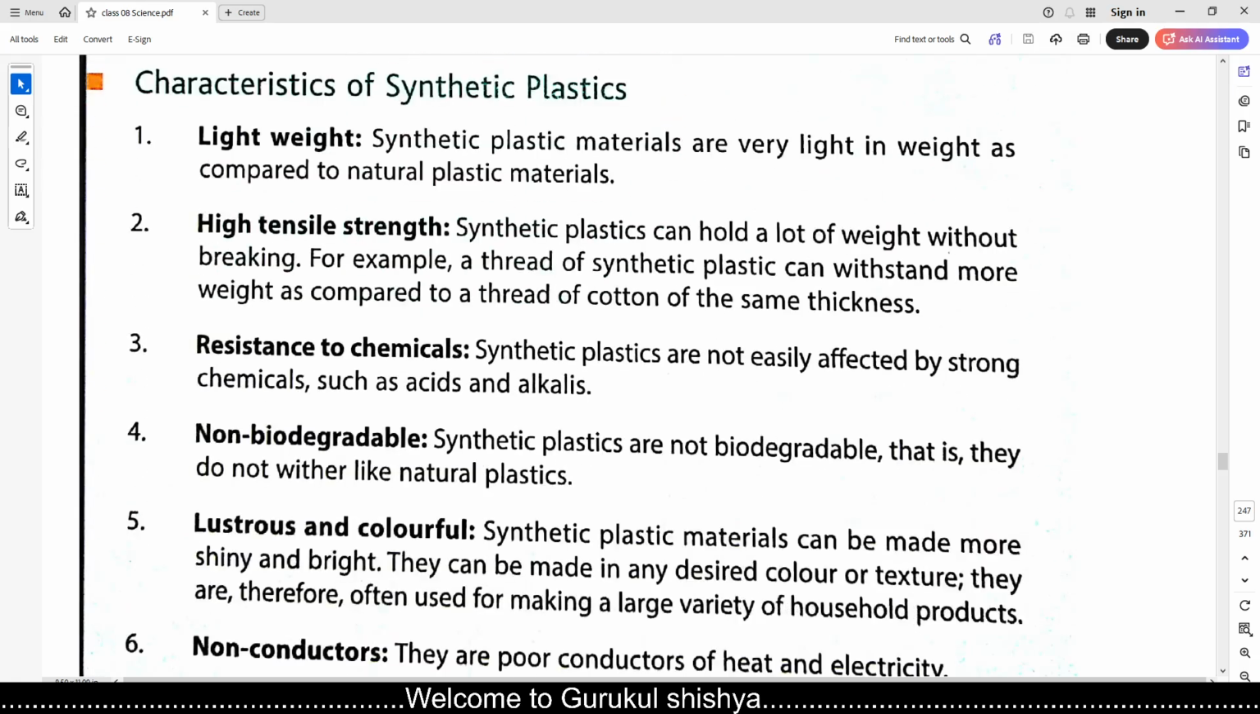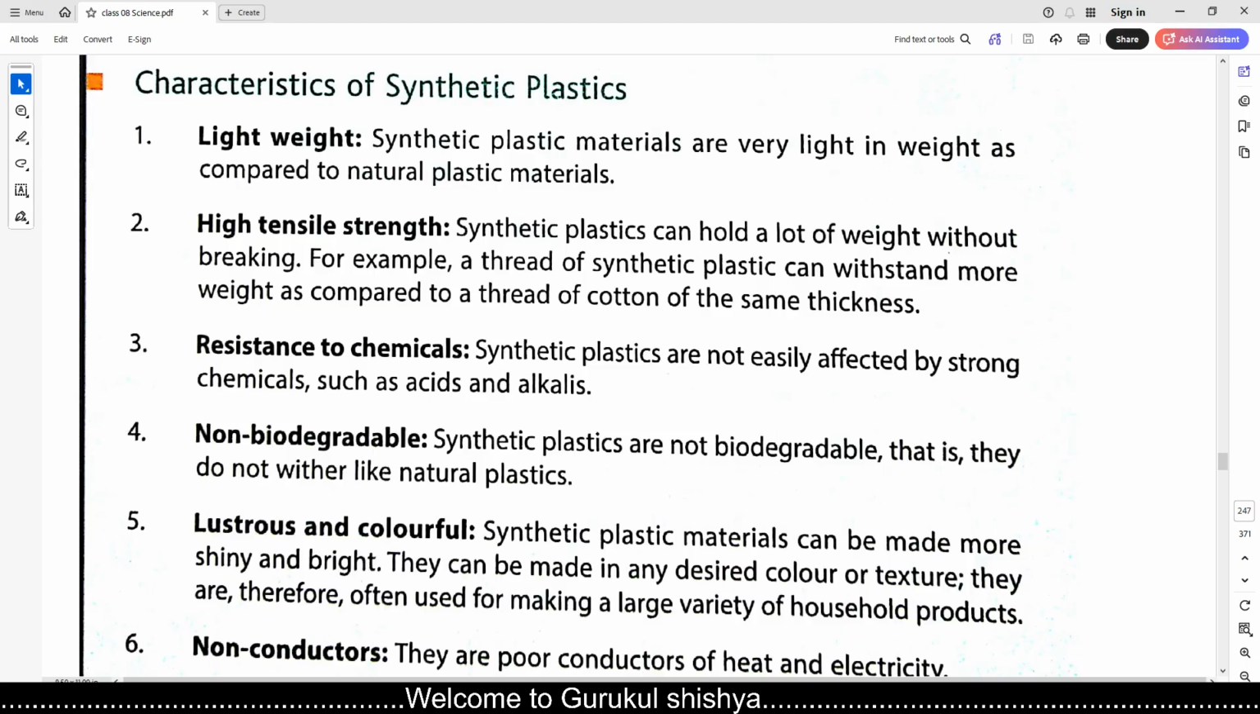Lightweight. Synthetic plastic materials are very light in weight as compared to the natural plastic materials. High tensile strength. Synthetic plastics can hold a lot of weight without breaking. For example, a thread of synthetic plastic can withstand more weight as compared to a thread of cotton of the same thickness. Resistance to chemicals.